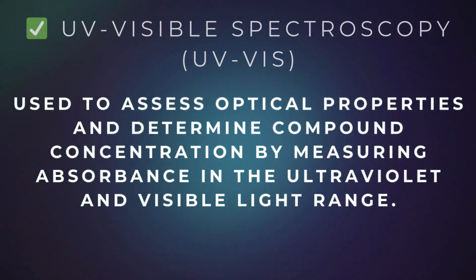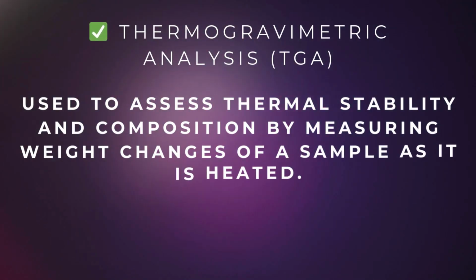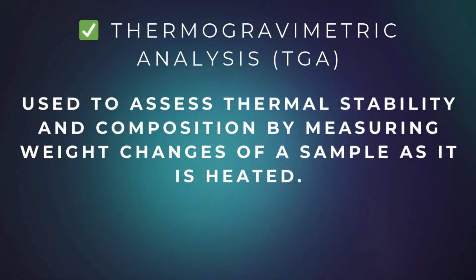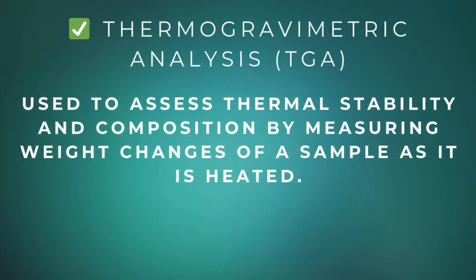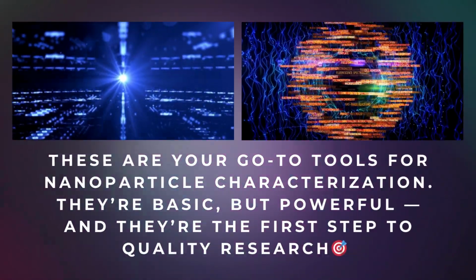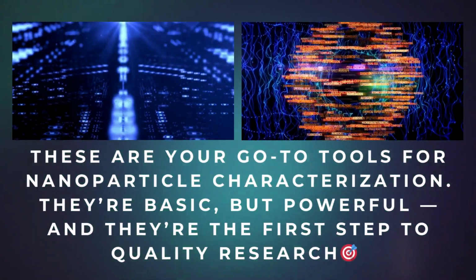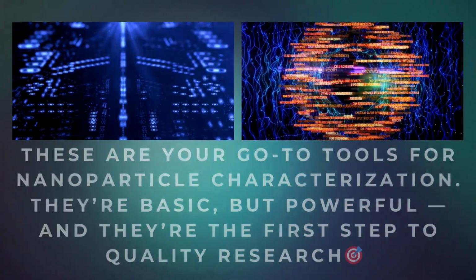and visible light range. Thermogravimetric analysis, TGA, used to assess thermal stability and composition by measuring weight changes of a sample as it is heated. These are your go-to tools for nanoparticle characterization. They're basic, but powerful, and they're the first step to quality research.